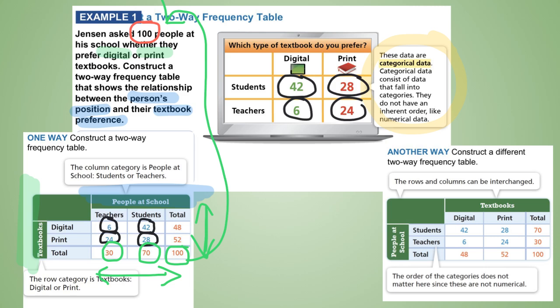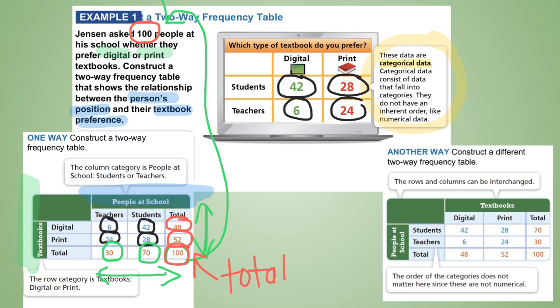Let's check my rows. The people who like digital altogether, teachers and students, makes 48. The people surveyed that liked print altogether, teachers and students, make 52. 48 plus 52 still makes 100. This corner right here is always going to be your total.